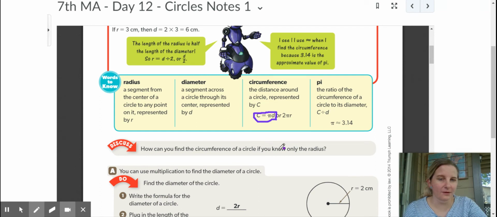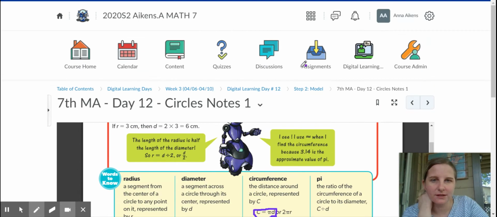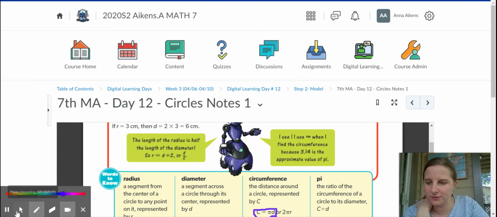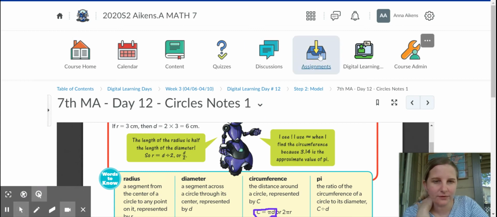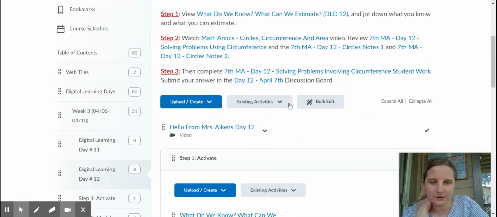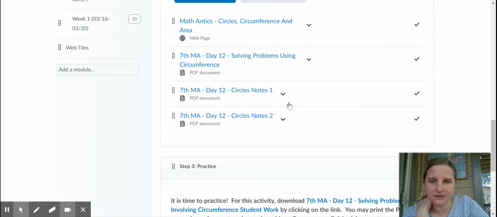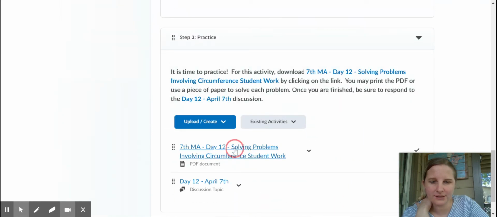And I'm picking that one because if I remember back, I think I'm going to have the diameter, and I'll show you what I mean by that. So that's the formula that we're going to work with. So let me go ahead and go back to where we were. So Digital Learning Day 12. And I'm going to go down to our practice problem.